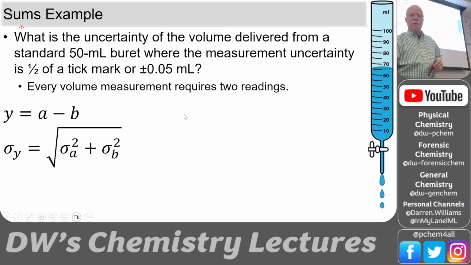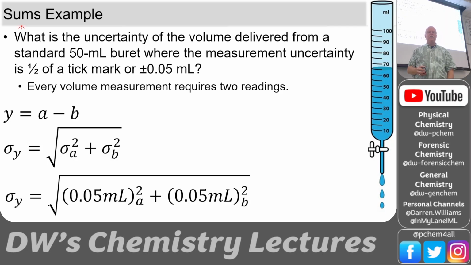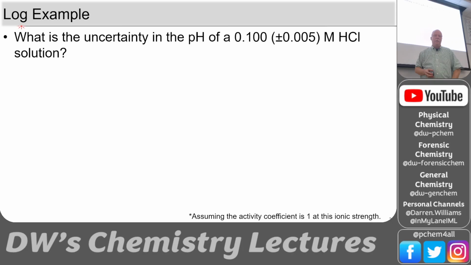Here are some quick examples. We don't have to go through these in such great detail. Anytime you're measuring two things, like two volumes or two masses, we use the sum of variances and take the square root. So if you've got plus or minus 0.05 mL on the tick marks, that's not your uncertainty in your result. Your uncertainty in the result is 0.07 mL, because it's 0.05 squared plus 0.05 squared, take the square root. It's not 0.1. It's not that bad, but it is bigger than 0.05. It's 0.07.